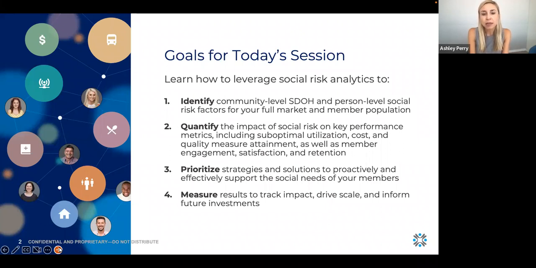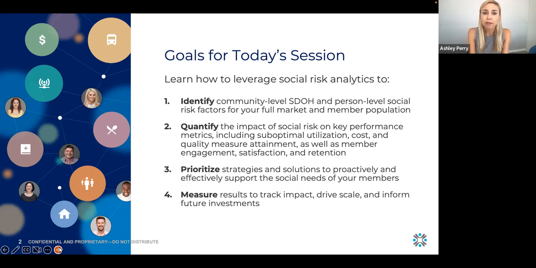So that includes things like suboptimal utilization, excess cost, quality measure attainment, as well as member engagement, satisfaction, and ultimately retention. The third piece is really how you then use those first two components to prioritize strategies and solutions to proactively and strategically support the social risk and needs of your member population.